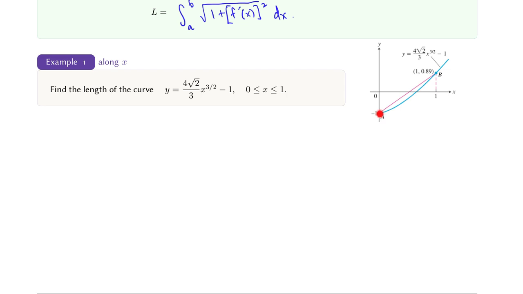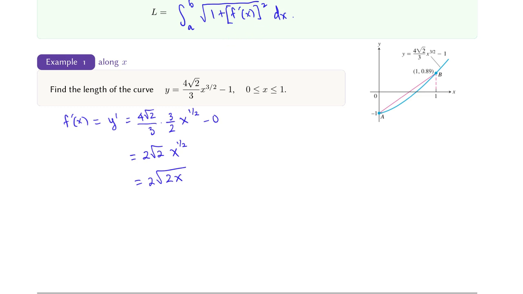For example, find the length of the curve y equals 4 square root of 2 over 3, x to the power 3 halves, minus 1, on the interval 0, 1. First, to use the formula, we find the derivative of f, which is f prime of x equals 4 root 2 over 3 times 3 over 2 x to the 1/2 minus 0. Simplifying this, we have 2 root 2 x to the 1/2, or 2 root 2x.